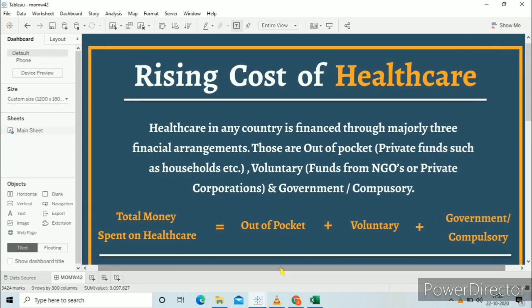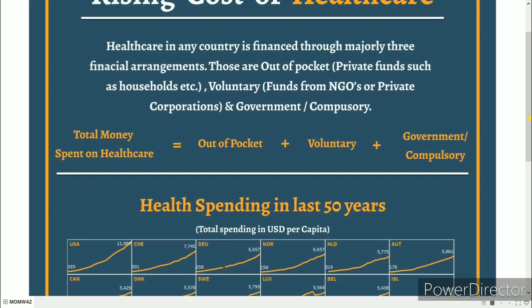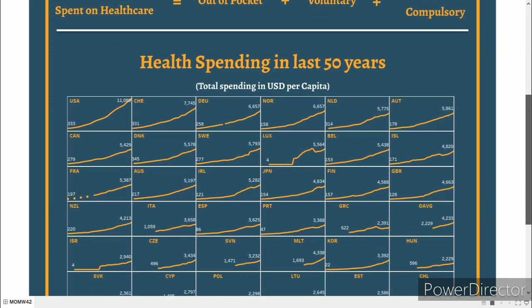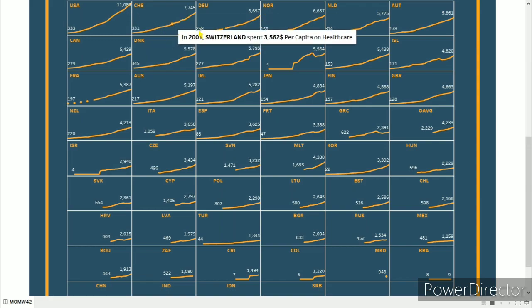So this was the dashboard I have created. We'll just go to presentation mode. This background I have created in Figma, and I have created these small boxes for showing trend lines of each and every country. And in the tooltip there is the year, country name and amount spent per capita on healthcare.